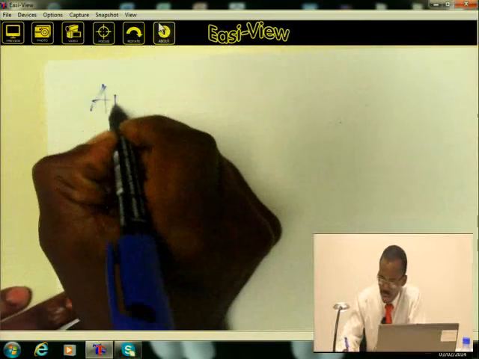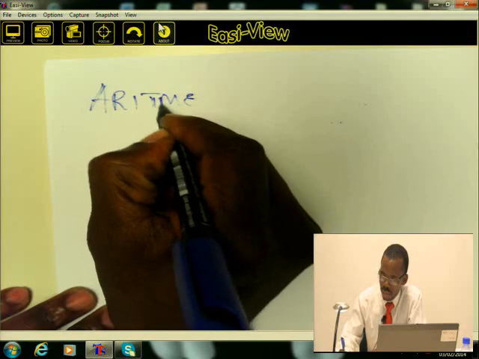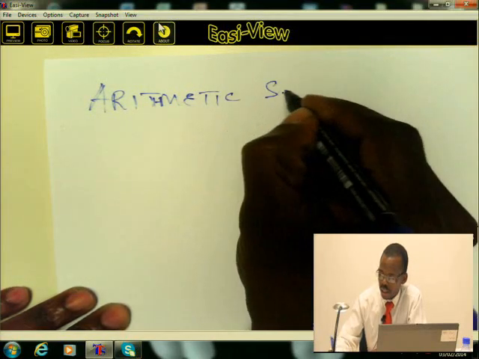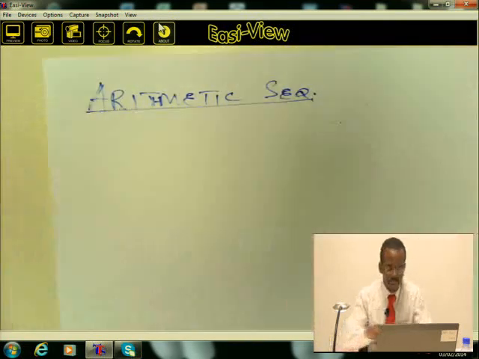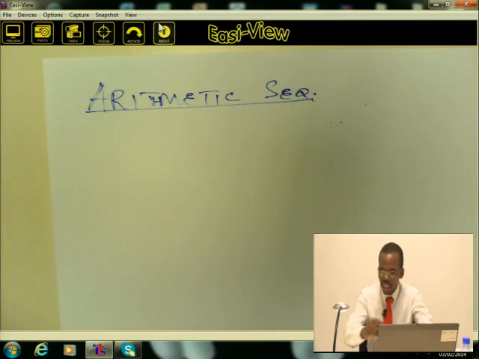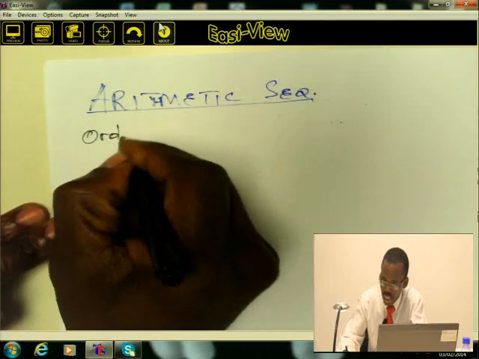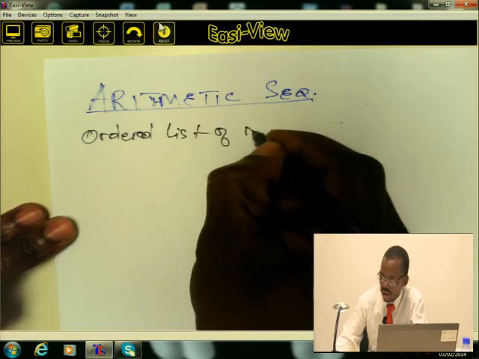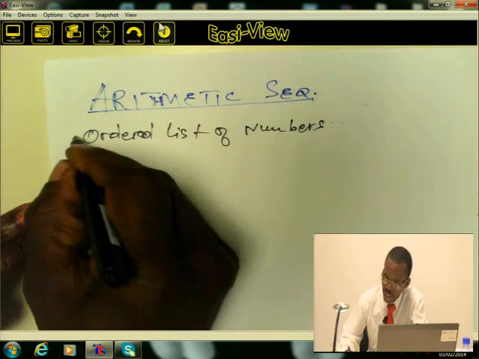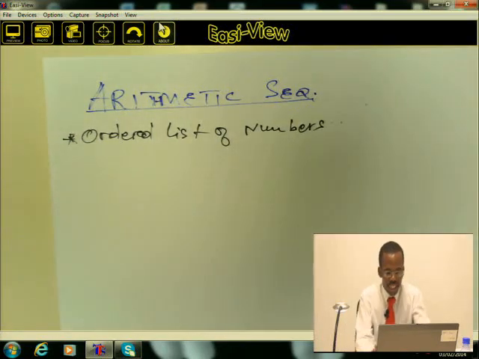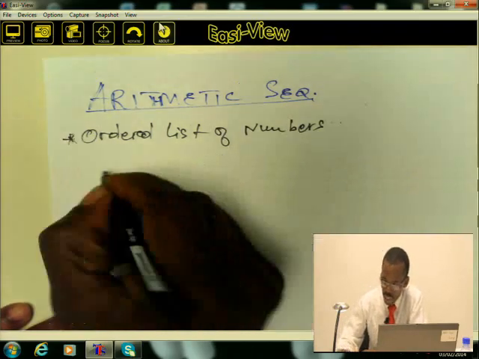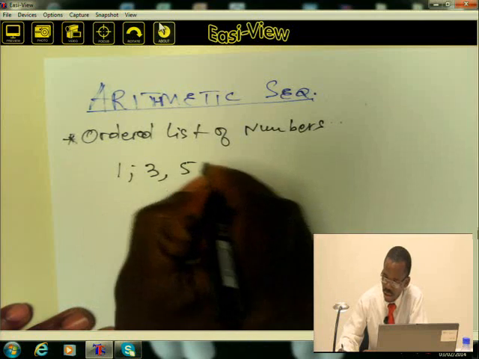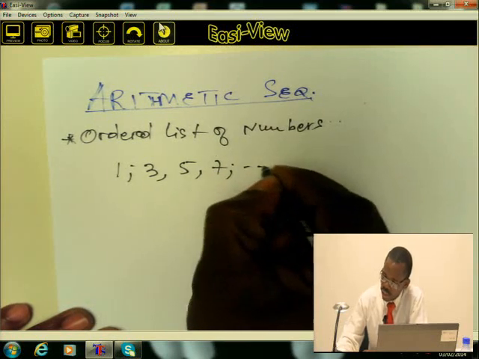We are going to start with the arithmetic sequence. We just said a sequence is nothing else but an ordered list of numbers. This is what we said a sequence is. Now let's consider the sequence that we are going to start with, for example, 1, 3, 5, and 7. It can continue up to there.